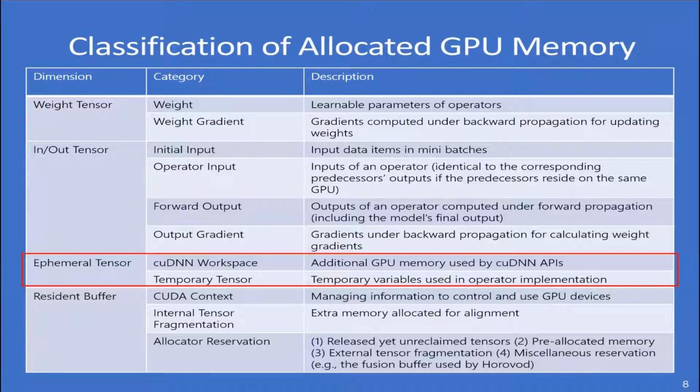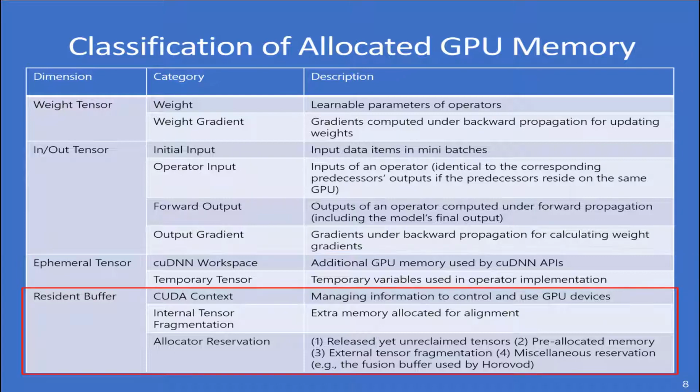The second temporary tensor represents the temporary variables used in operator implementation. Finally, we also summarize a category called resident buffer. It contains 3 parts. The first is the CUDA context. The CUDA context represents the managing information to control and use GPU devices. And the second is the internal tensor fragmentation.